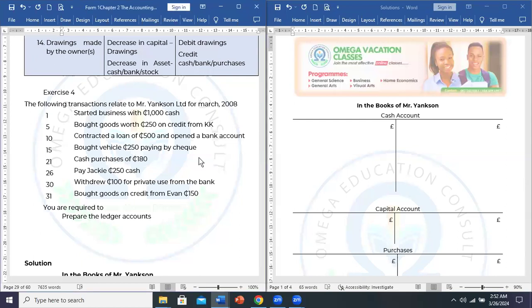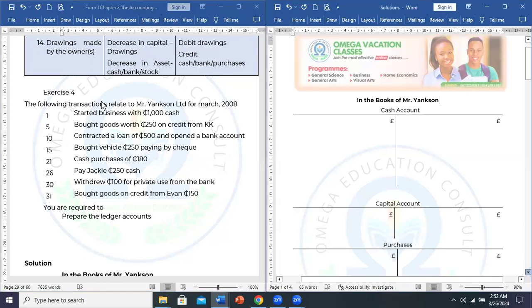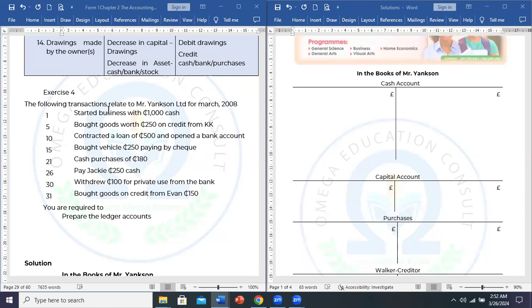So in the books of Mr. Youngson, you do that, you get your first tick. Good. Now we go to the first transaction, which is started business with 1,000 cash. So based on the discussions we've had so far, if you see this, what comes to mind? This clearly shows us the owner is making an investment. And the investment came in the form of cash.